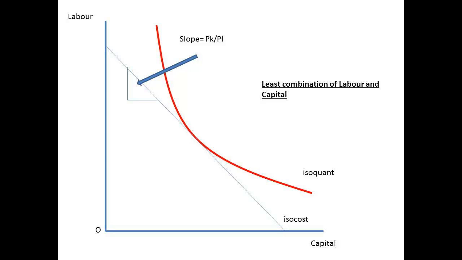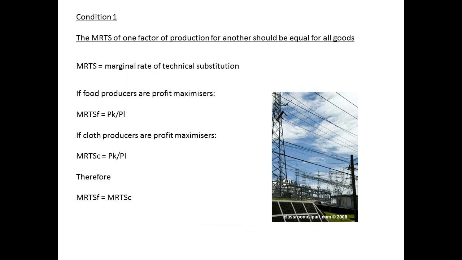The first point of interest for capital and labour as factors of production is where the isocost line is tangent to the isoquant. At this point, the slope is given by pk divided by pl, where pk is the price of capital and pl is the price of labour. The first Pareto condition can be expressed by stating that the marginal rate of technical substitution of one factor for another must be equal for all goods.